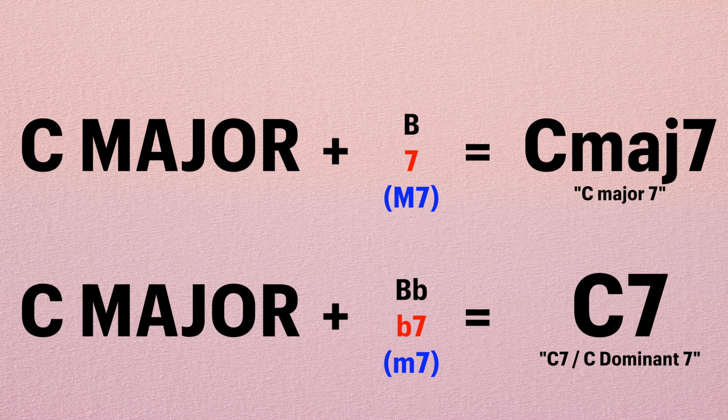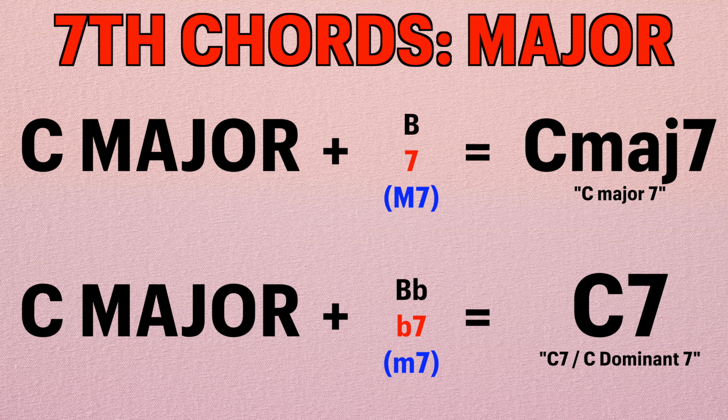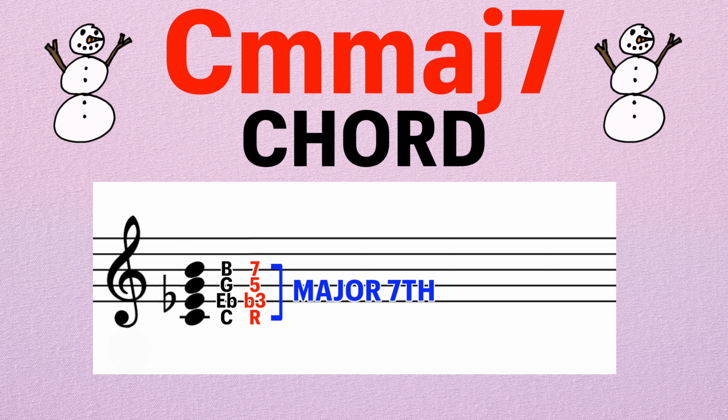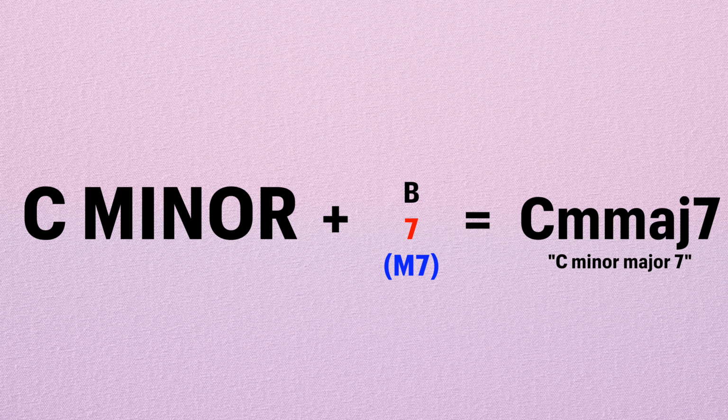So, those are the two types of 7th chords for the major triad, but there are 7th chord combinations for the three other types of triads. The minor triad, in our example, which is C, E flat, G, combine that with a regular B, which is a major 7, and it would be written as C minor major 7. Again, think of it as an equation. We have a minor triad plus a major 7. This equals C minor major 7.